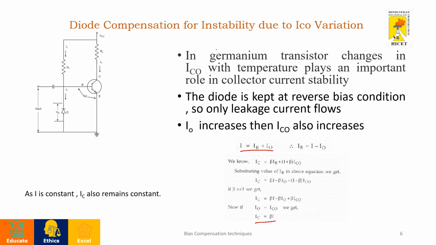Since I is constant, IC will also be constant, because we know that collector current is given by beta I minus beta I naught plus beta ICO. When temperature varies, ICO varies, and a similar variation happens in the diode, that is, I naught also varies in a similar manner. Since they are of opposite sign, they cancel each other, and you get IC equal to beta I, and I is constant. IC will also remain constant, so the operating point is maintained, thus achieving effective compensation.